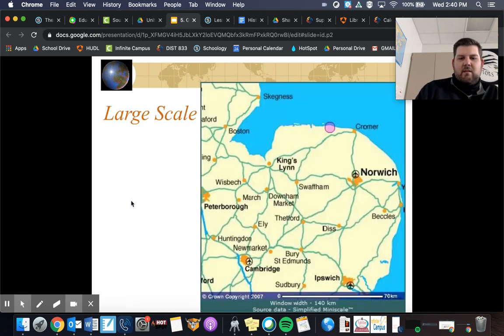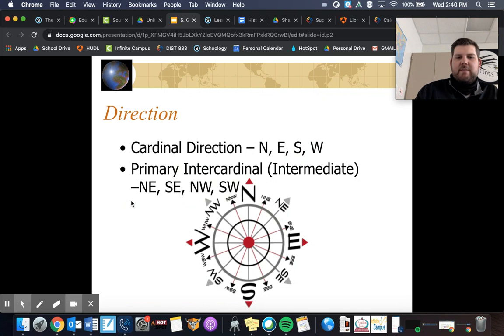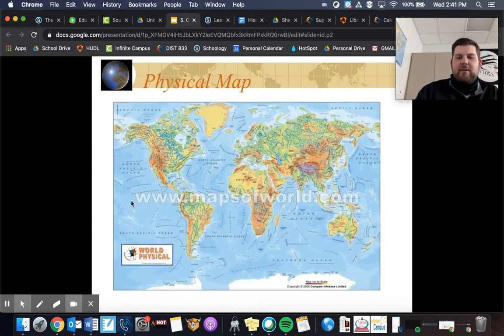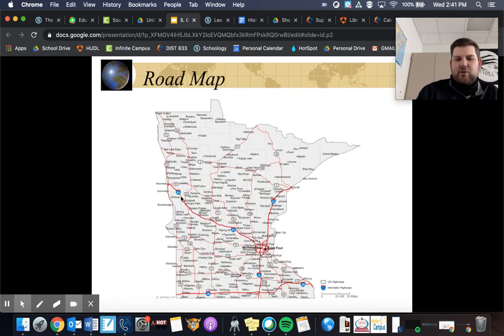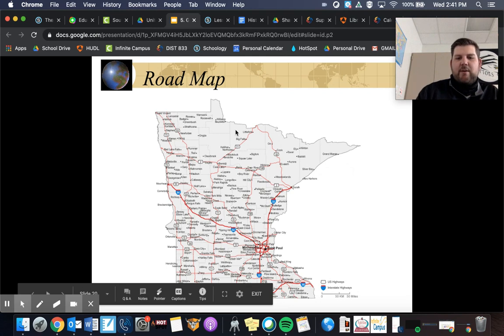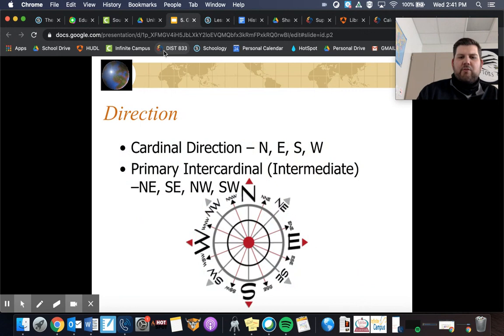The different types of maps. We have a lot of different types of maps. We have a political map here, which shows the boundaries of different places. We have a physical map here, which shows the landforms within an area. Another political map here, a thematic map, which shows us a theme of some sort. This theme is world climate. We have a road map, obviously, which shows us the different interstates or major highways or roads within a state. And then again, another thematic map here because the theme is earthquakes. So those are our different types of maps.